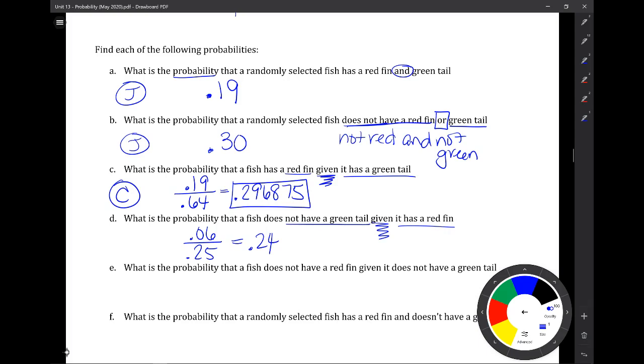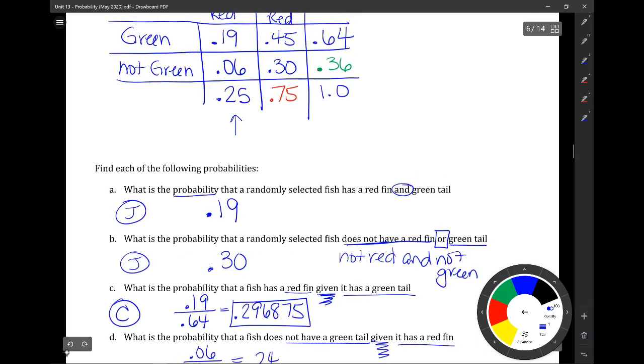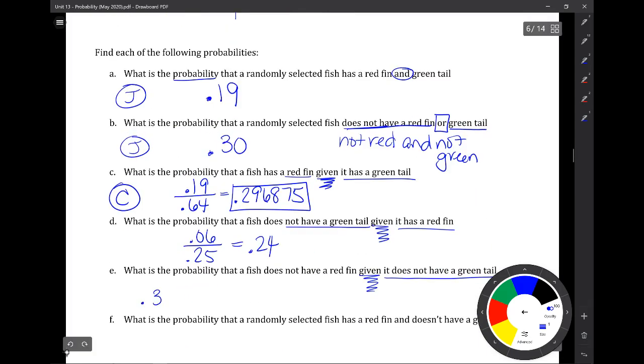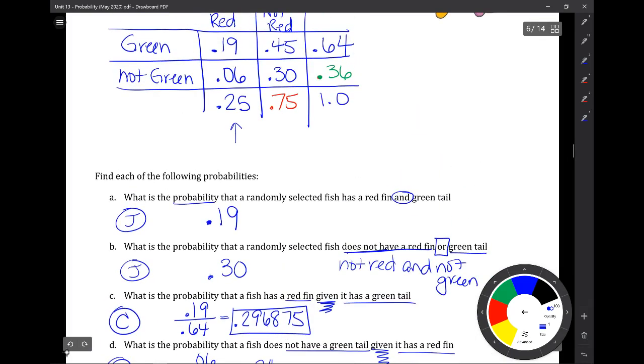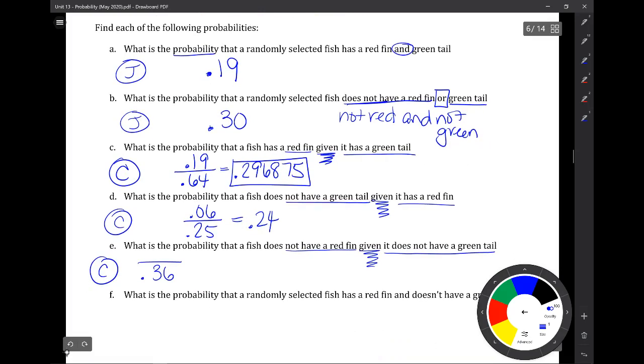All right. What is the probability that a fish does not have a red fin given, there it is again, given it does not have a green tail? So given no green, there's our denominator. This was conditional. Given it does not have a green tail, what is the probability that a fish does not have a red fin? So let's go back up here. Not green, not red. So that's 0.30 out of 0.36. Divide those two out. I get 0.83 with the 3 repeating. And that's your probability. Remember, these did not say find the percent.